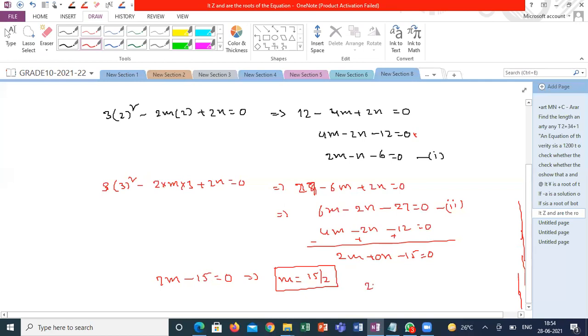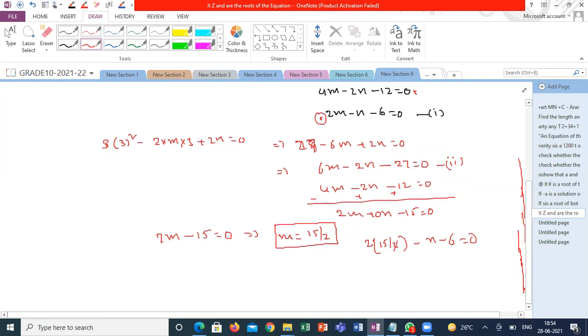If I got m is equal to 15 by 2, substituting this m value in any one equation, I will get the n value. 2 into 15 by 2 minus n minus 6 is equal to 0. I am substituting here. So 2 cancels. This will be 15 minus n minus 6 is equal to 0. 15 minus 6 is 9, minus n is equal to 0. My n value is equal to 9.